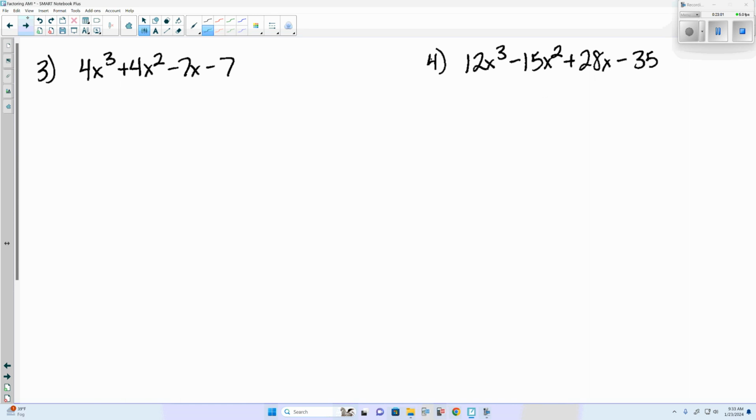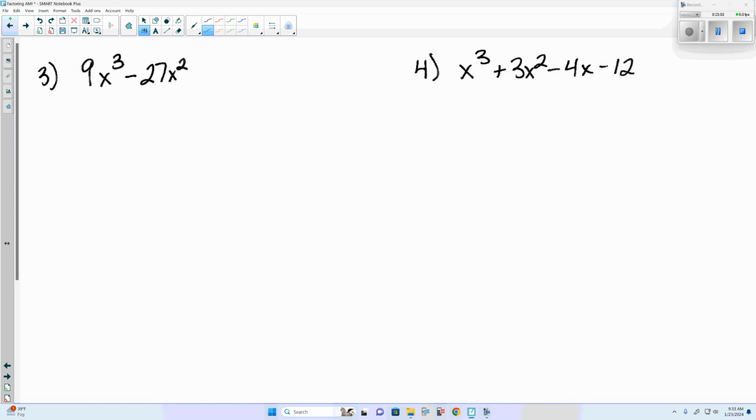In that case, I'm going to look at number 3 from day 3, and then we'll move to day 4. This one here, 9x cubed minus 27x squared. I will tell you there is one like this on the test, similar to this here. The greatest common factor between these two is 9x squared, because 9 and 27 have a greatest common factor of 9, and x cubed and x squared have a greatest common factor of x squared.